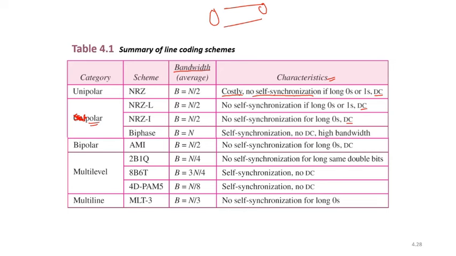In biphase, these two have no DC. So in biphase we have Manchester and differential Manchester. It has self synchronization, and also there is no DC, but high bandwidth. This is the disadvantage, the high bandwidth that is required, because B is equal to N. That means high bandwidth is required here. So it is not preferred: high bandwidth means the speed will be slow.